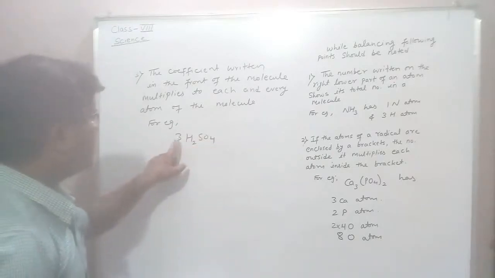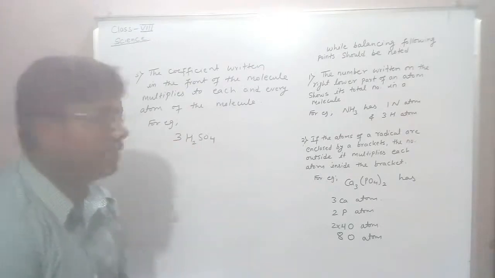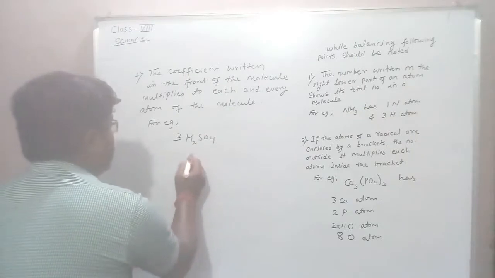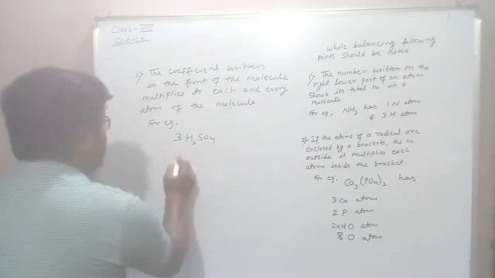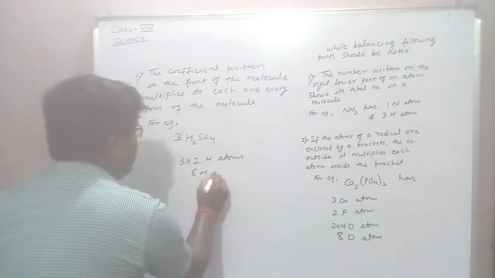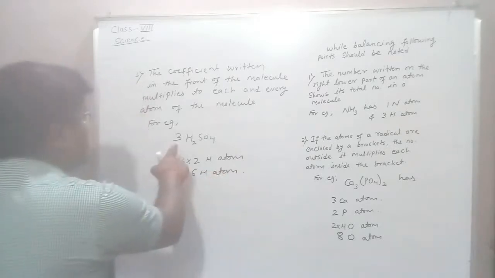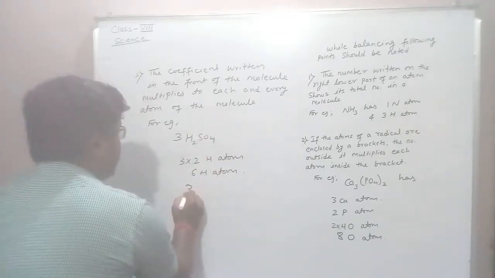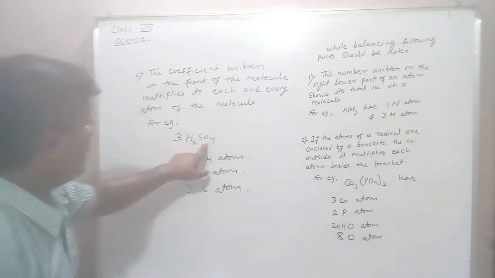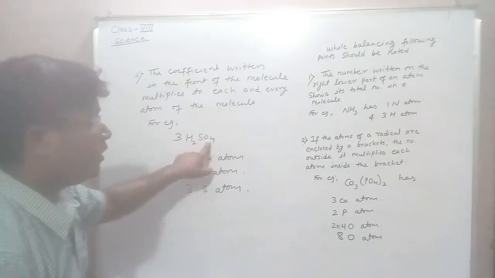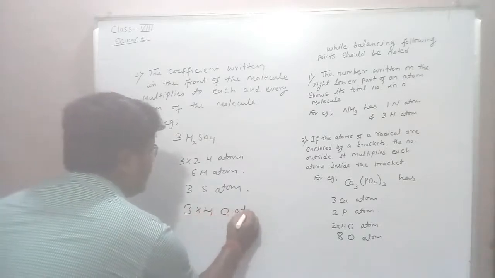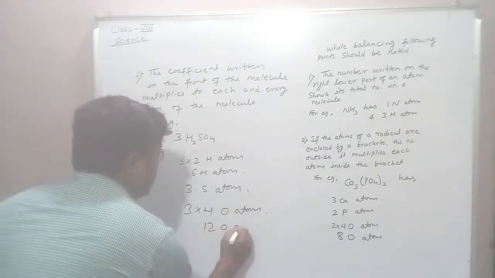This 3 is multiplied to each and every atom present in this sulfuric acid. It means, here actually hydrogen has 2 atoms and this is your 3, so 3 into 2, that is 6 hydrogen atoms. Similarly, this 3 is for sulfur also, 3 sulfur atoms. And here it has 4 oxygen atoms, but due to this 3 it has 3 into 4, that is 12 oxygen atoms.